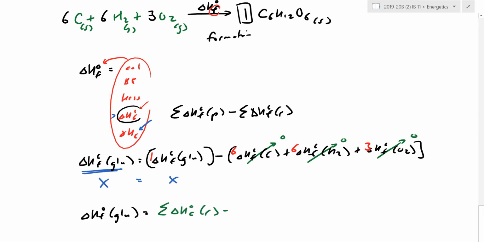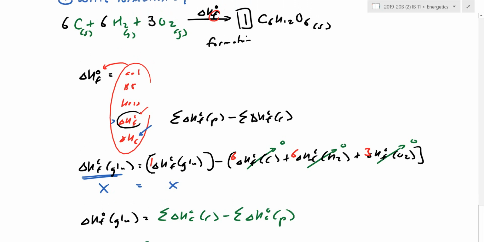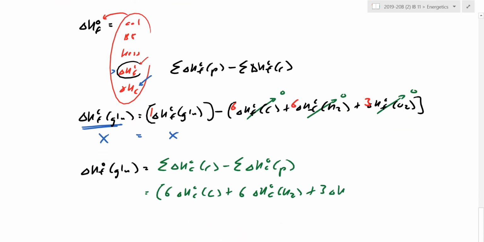Using this data here, the detour was reactants minus products. So to get from the very same reactants to products, the numbers are actually swapped around. This time, I'm going to involve 6 times the burning value of carbon plus 6 times the burning value of hydrogen. Notice I'm not asking you to write out these equations. I imagine the table has already shown you all these ones here. And I minus off 1 times the burning of glucose.